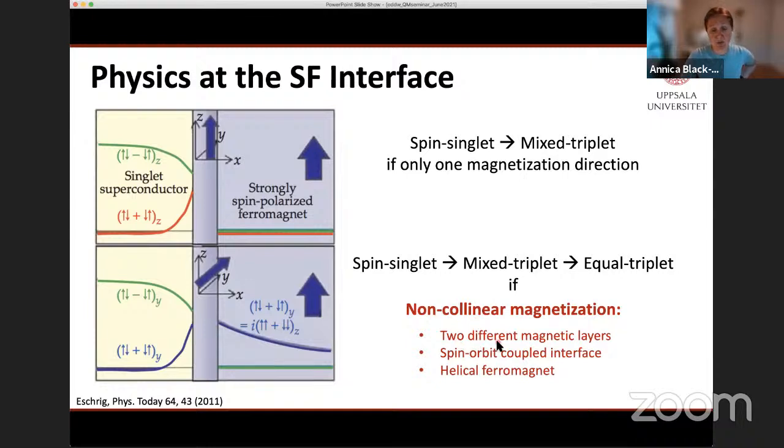So you can, for example, have two different magnetic layers like we had here. You could also have spin-orbit coupling at the interface, or it could be a helical ferromagnet that rotates magnetic moment like this. But in all of these cases, you do go from a spin singlet state in the superconductor to a spin triplet state in the ferromagnet. And if it's diffusive, p-wave states should in general not survive, and it will be odd in frequency.